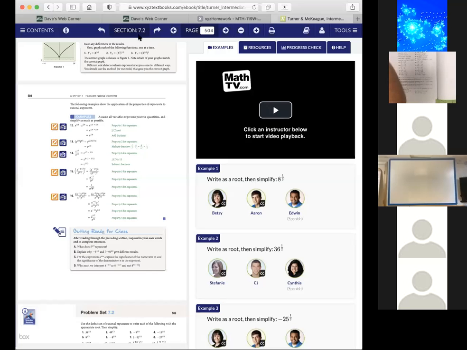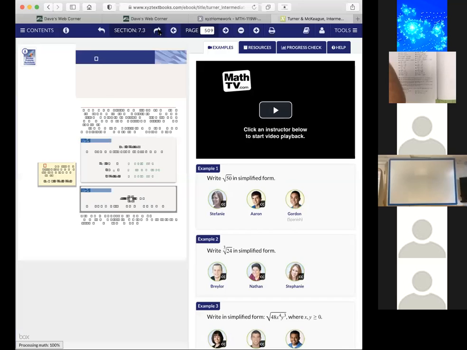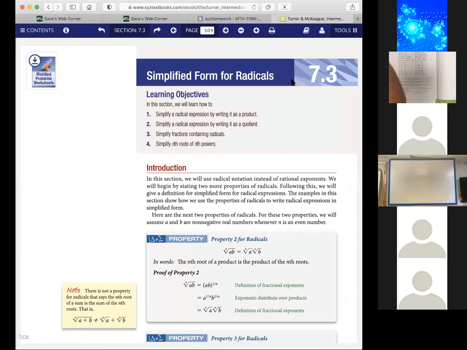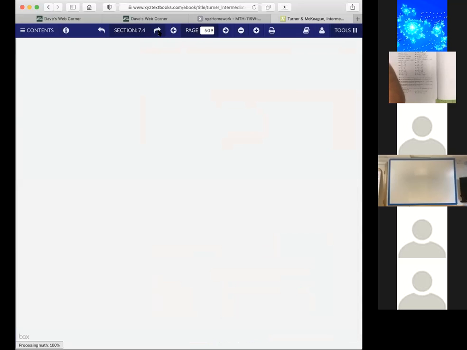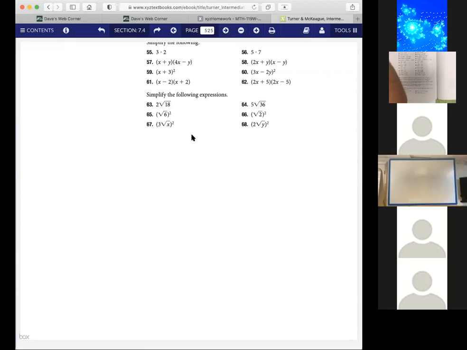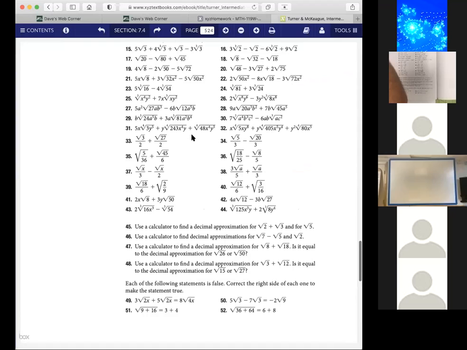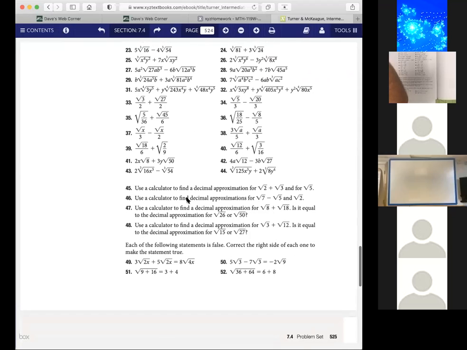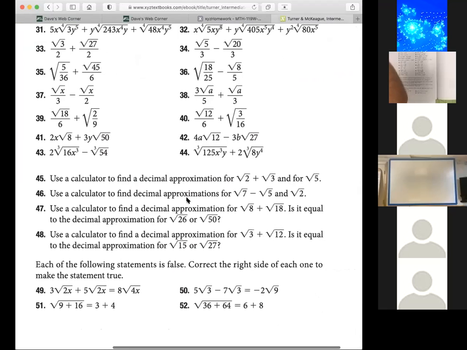This is small to read even when the camera's working, so let me show it to you in the book. Section 7.4. Why does he ask you questions at the end like this? Problems 45 through 48: use a calculator to find the decimal approximation of root 2 plus root 3 and root 5.